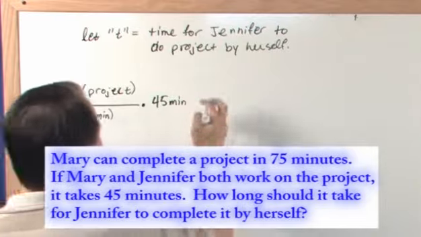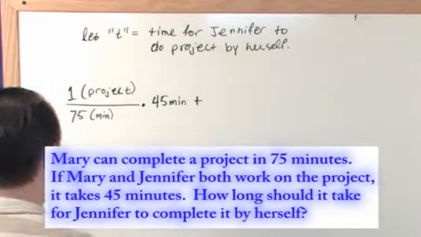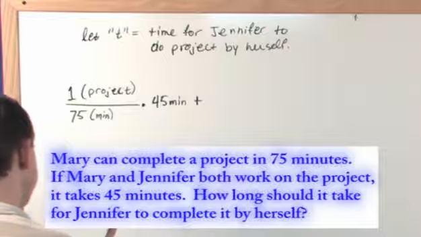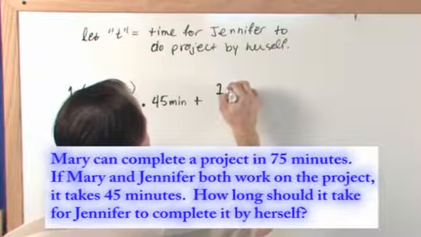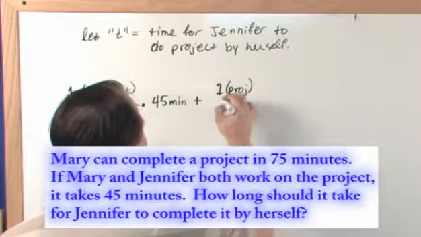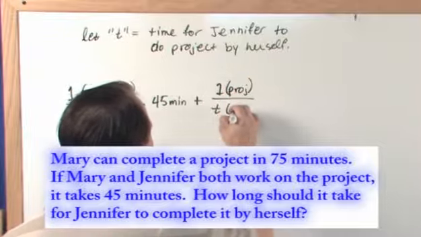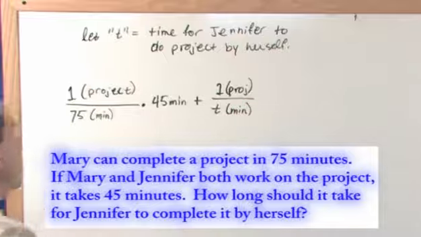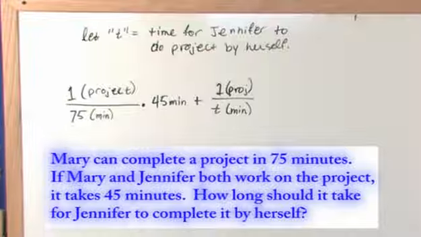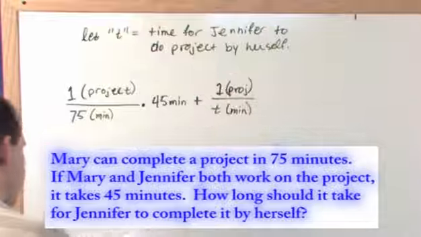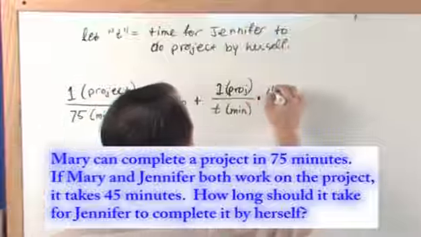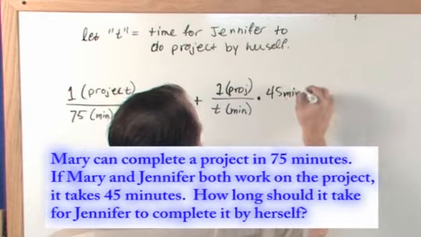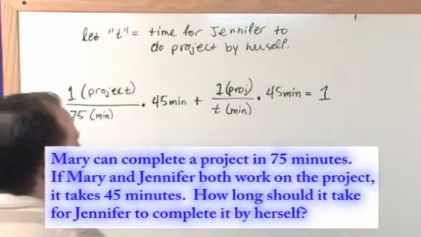Okay, let me finish writing the equation out, and if it's not clear, we'll go back. Now Jennifer, who we're trying to find out how long it takes her to do it by herself, she can work on one project by herself. It takes her T minutes. We don't know how long it takes Jennifer. So this T is going to show up down here because basically what we're solving for is the rate for Jennifer. How long does it take her to do one project by herself? And we're going to multiply this by the same 45 minutes. Okay, and then in the end it's going to equal one project, which is what we've always been doing.